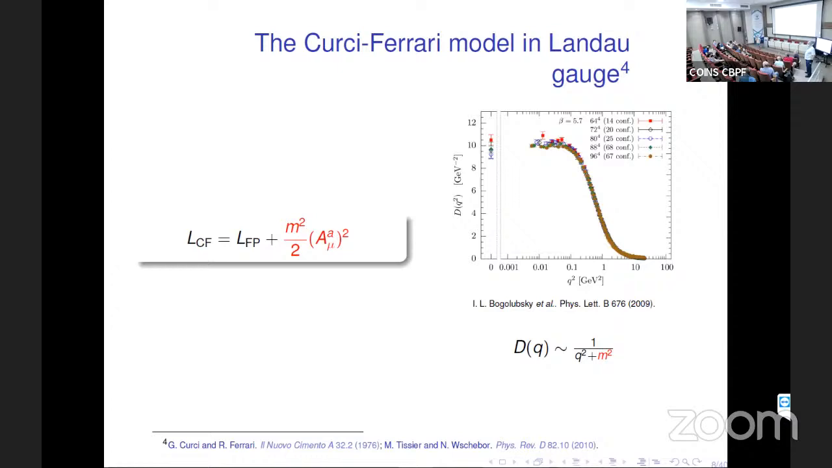But we are not using the general version of Curci-Ferrari, right? We are restricting to this particular case. So we are not saying the general model of Curci-Ferrari from the 70s is true or whatever. We are just saying, okay, this model in this particular gauge, in this particular form works, very restricted.